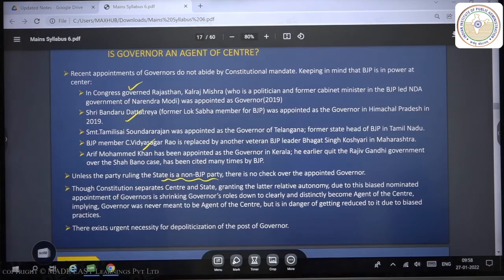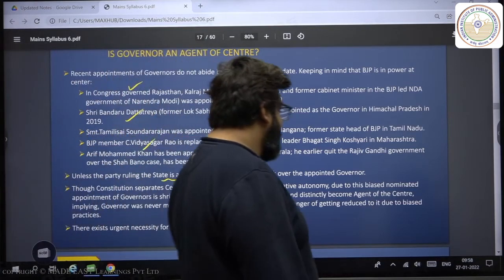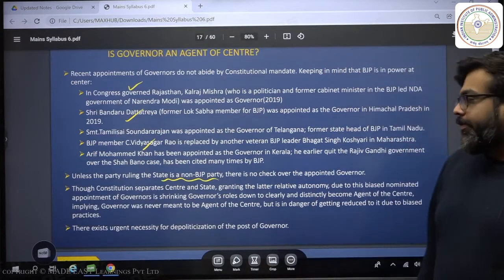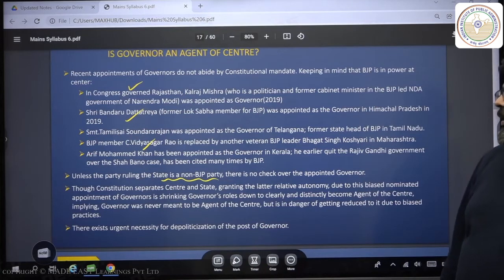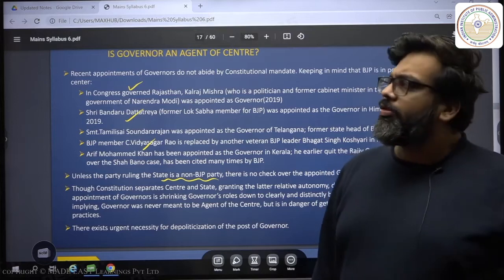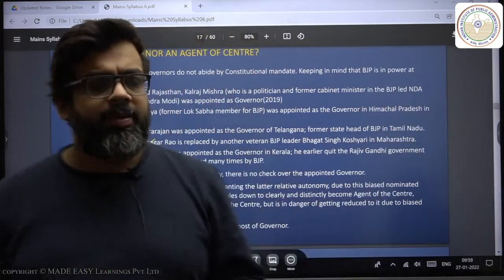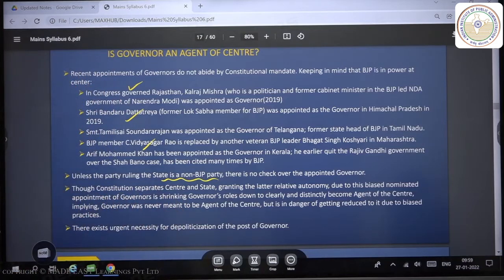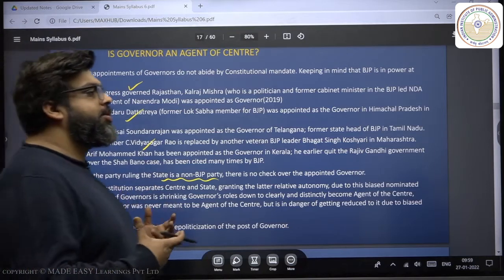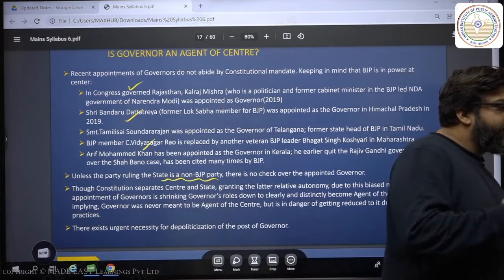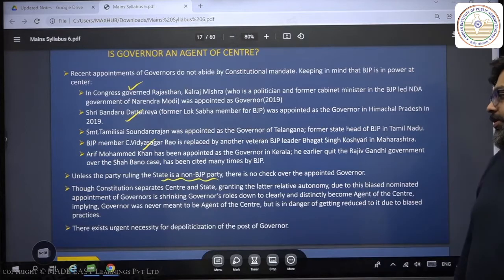Very interestingly, though the constitution does separate the center and the states, and grants the latter some form of autonomy, due to these biased nominated appointments, and you have to call a spade a spade, this is true during the Congress regime also. So you will always have people that you are more comfortable with as governors, and that has shrunk and reduced the magnanimity of what the governor's office could have been, and we're moving closer to the question of agent of the center.